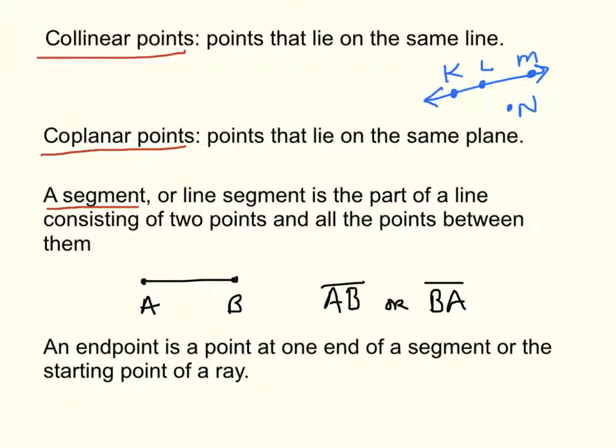The next vocab word, an endpoint. An endpoint is a point at one end of the segment or the starting point of a ray. So in this case, if we look at our segment AB, we know that this is an endpoint right here. A is an endpoint and B is an endpoint. So we can name them by either point A or point B. Those are endpoints. We use a capital letter.